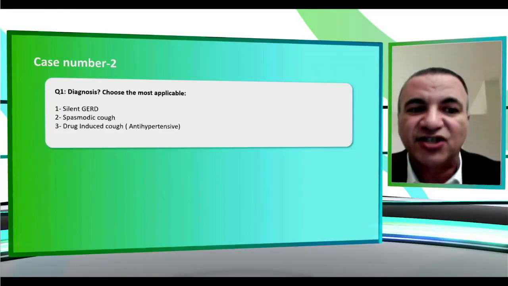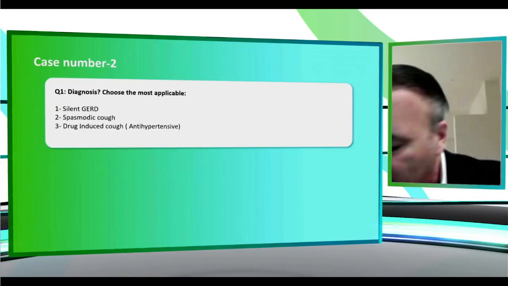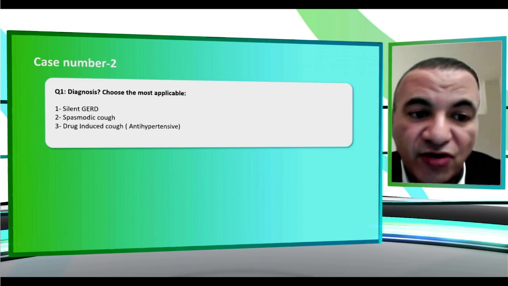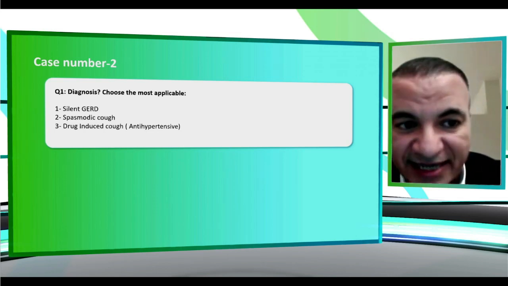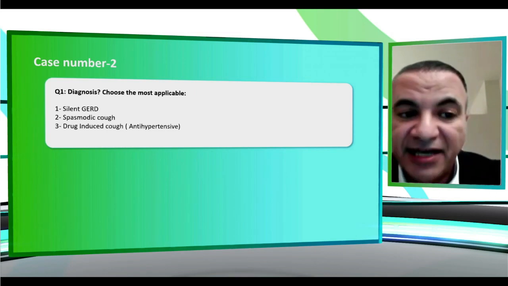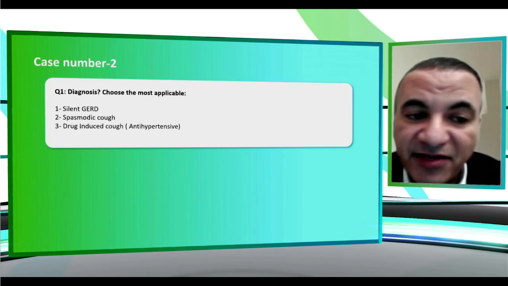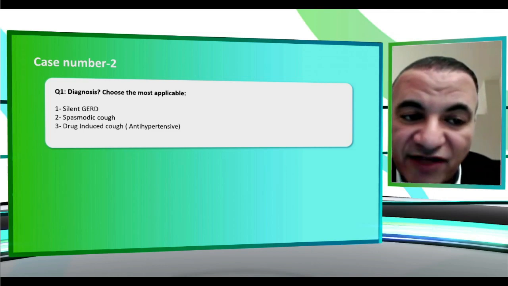You have to ask the patient in full detail what kind of medication she takes. The only antihypertensive is an ACE inhibitor, not a calcium channel blocker. This is not a case of spasmodic cough because there is no spasm when she feels it. This is a case of silent GERD.